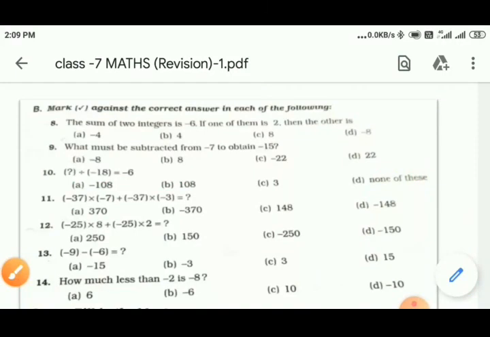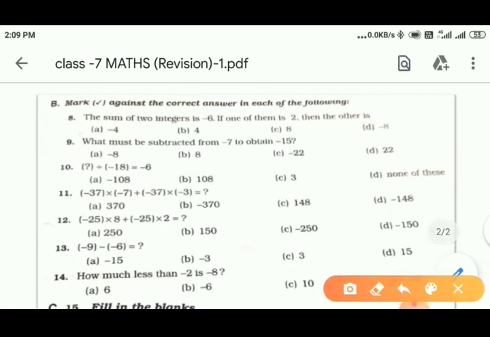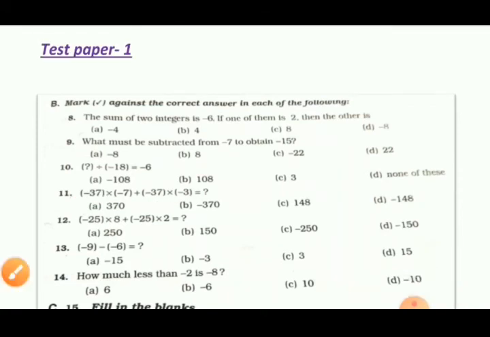Now the next is based on the distributive property, like negative 37 and negative 37 comes 2 times. So we need to take it common. Negative 37 we need to take common. Am I correct? Yes. So let's take it common.